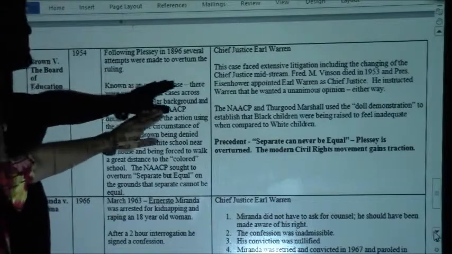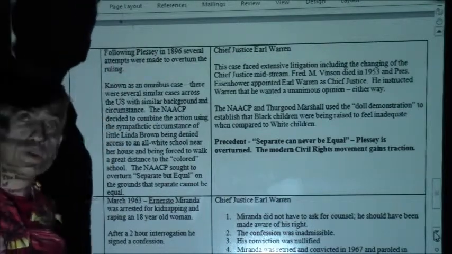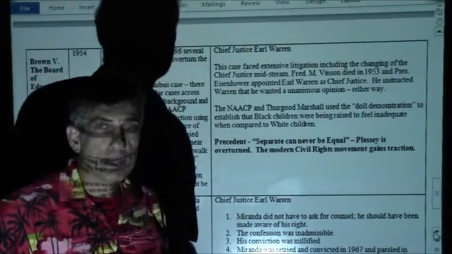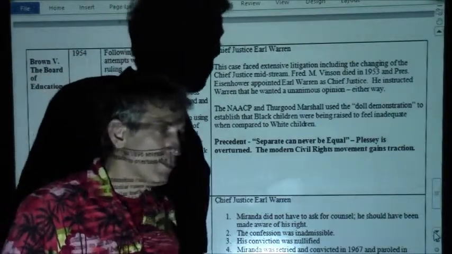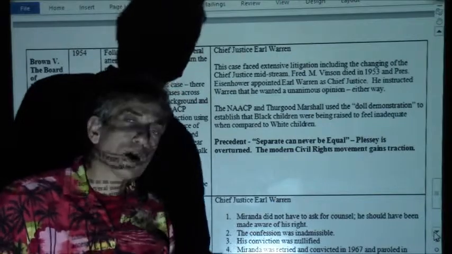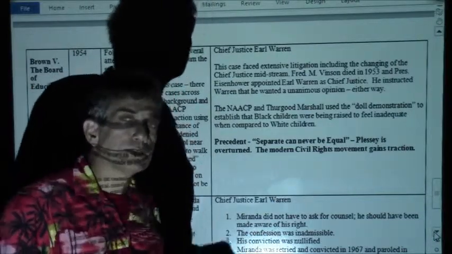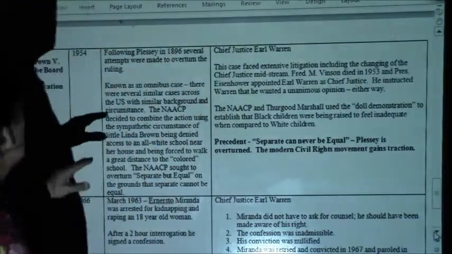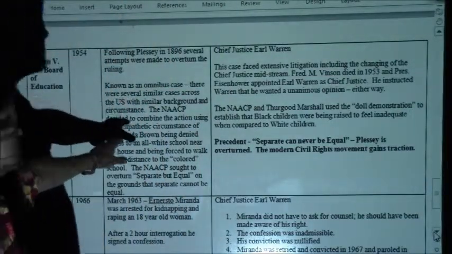Following Plessy in 1896, several attempts were made to overturn the ruling. There were many cases. They had to do with trains, they had to do with public accommodations, and each time the Supreme Court had affirmed Plessy. So it was a hard precedent. If you remember earlier in the whole discussion, the Supreme Court often rules on precedent. It's a hard precedent to overturn. So there was an omnibus case, because there were several similar cases.